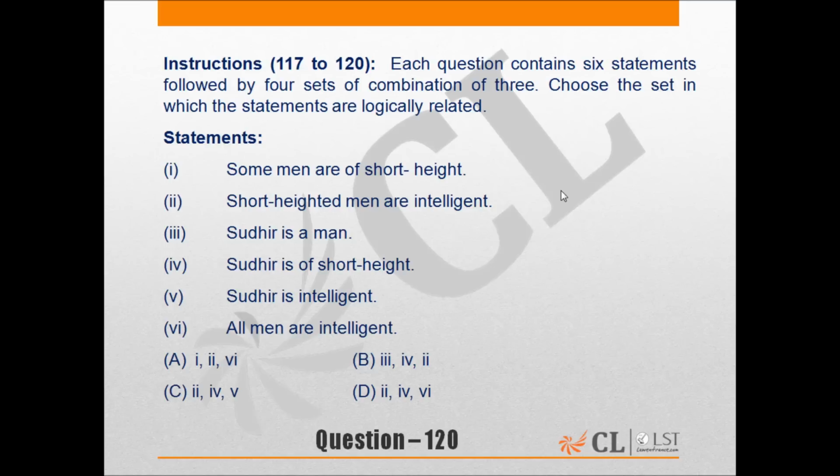But 6 talks about all men are intelligent. The statement only says short-heighted men are intelligent. Are all men short-heighted men? We have no idea about this. Hence, A does not follow. 6 will not follow from facts 1 and 2.